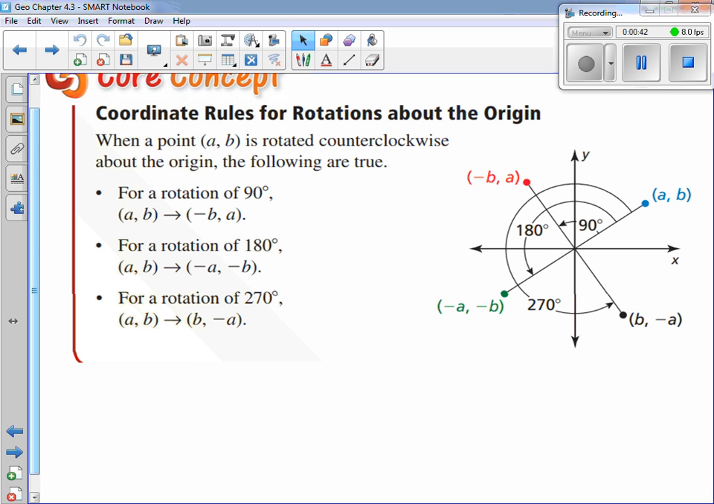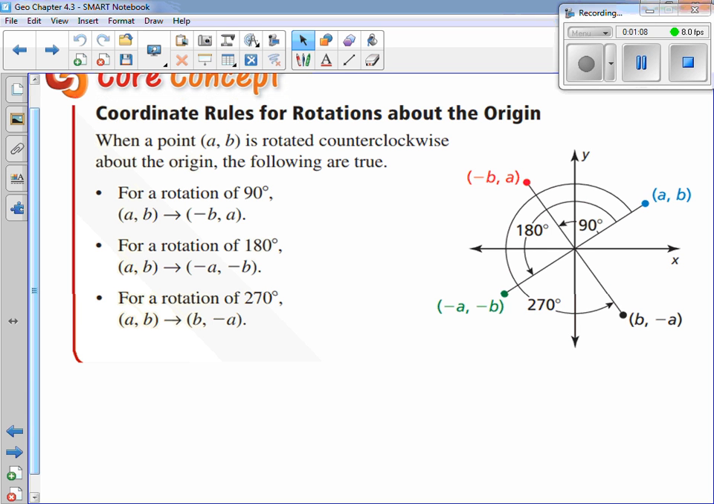Now, when it says a normal rotation, so on the homework, if it just says to rotate something 90 degrees, 180, or 270, it's talking counterclockwise. The understood method of rotation in mathematics, if it's just given a degree, is always counterclockwise. We're always going counterclockwise. So if it's not stated, it is counterclockwise. Now, there's a set method for how we do this.